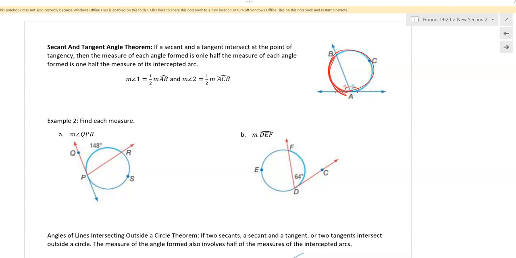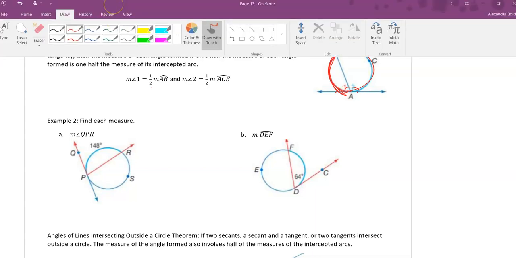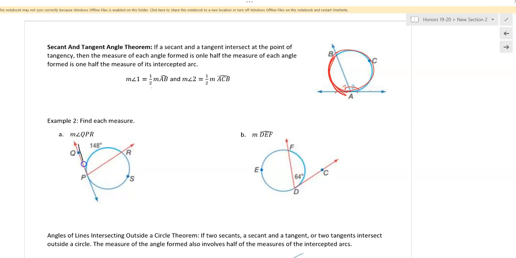Okay. So let's look at example 2. So we're looking for Q to P to R, so here's my X. Well, this is just the basic one. The angle equals 1/2 the arc. So these are just similar to inscribed angles. All right, easy enough, that's 74 degrees.